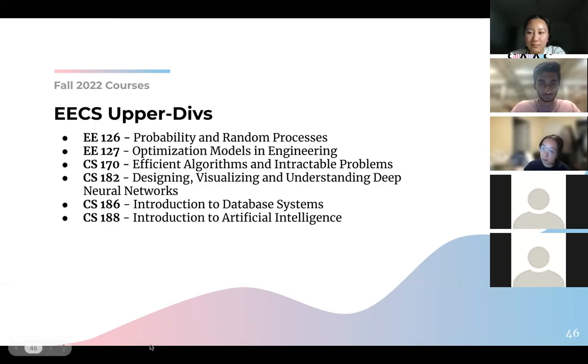And this is a quick rundown of EECS electives, 126 and 127. I haven't taken these two, but I know from friends taking them right now that 126 is like the expansion path on the linear algebra portion of EE16B, and 127 is optimization. So there's that.